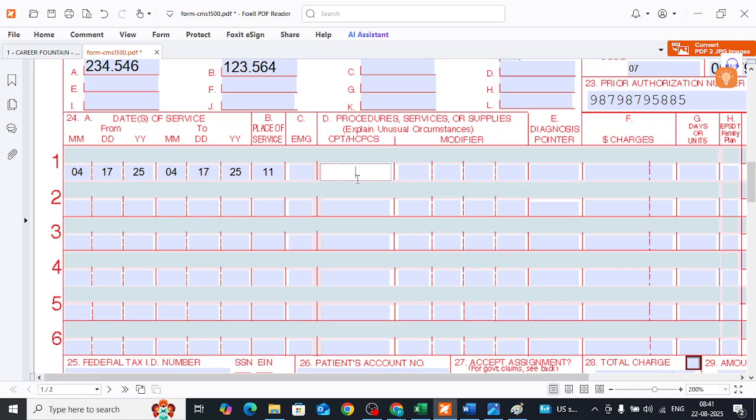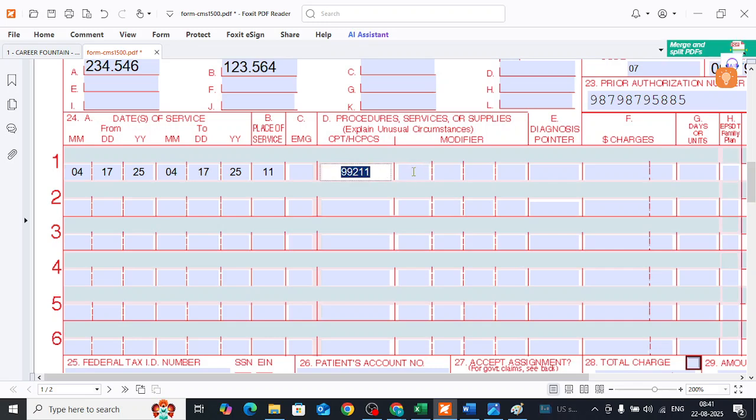Box number 24D is for the procedure code. It's a 5-digit code for every service. There are some procedure codes, for example 99211. This is one of the procedure codes for evaluation, that means the general checkup. We know that every time the doctor will do some checkup before providing service, right? That code is a 5-digit code.